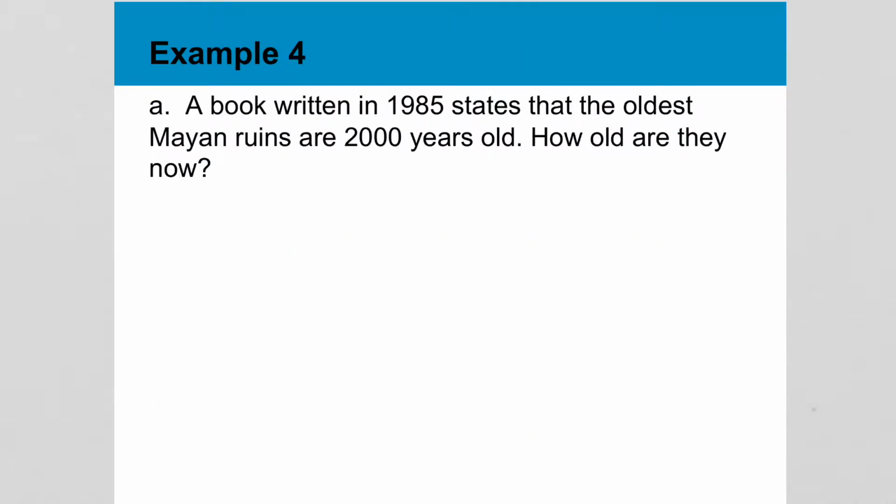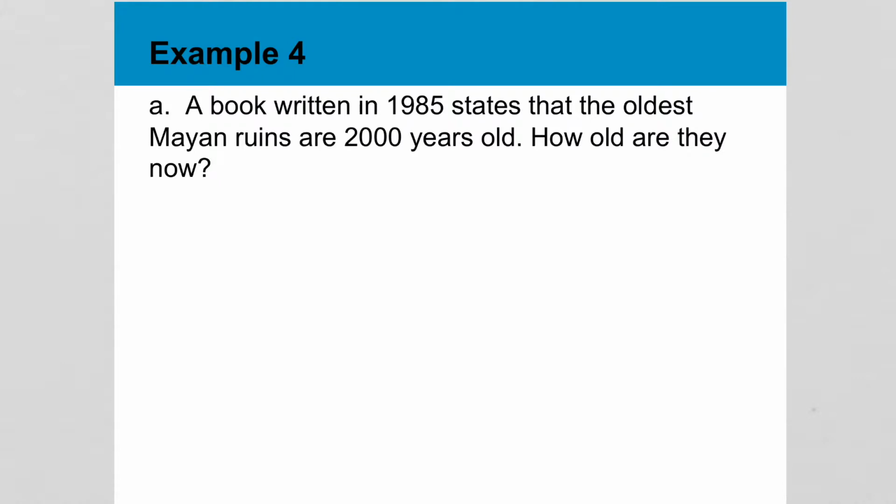So example 4 says, a book written in 1985 states that the oldest Mayan ruins are 2,000 years old. How old are they now? Now, a book written in 1985 is roughly 30 years old, a little bit more than that. But so we might be tempted to just add 30 years to 2,000 and get 2,030 years. So that's the age of the ruins now.